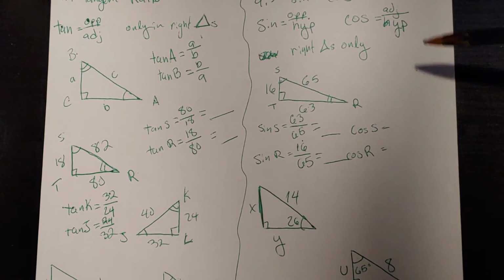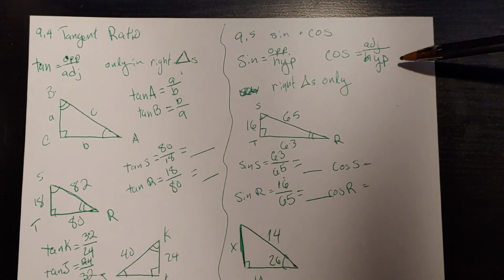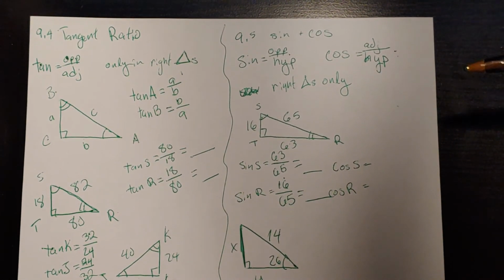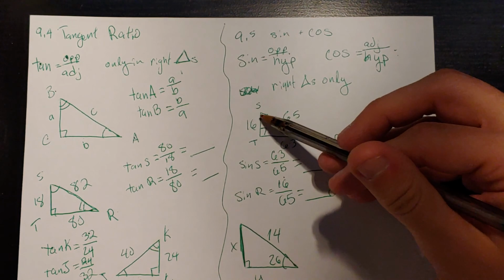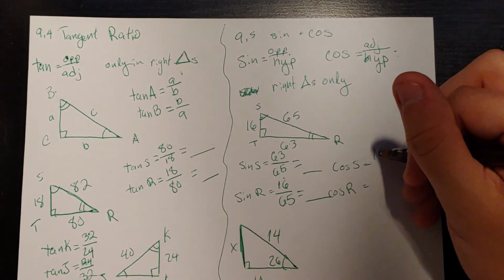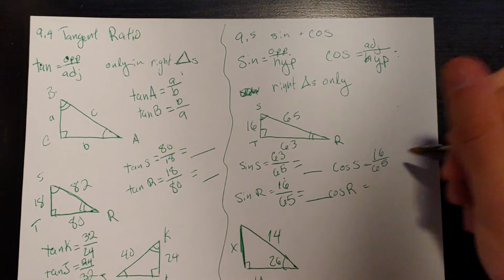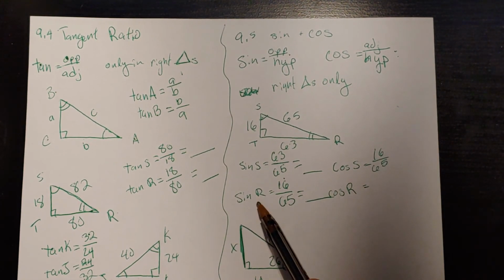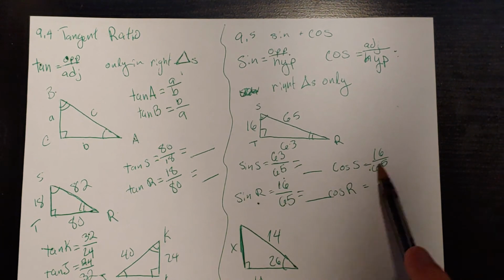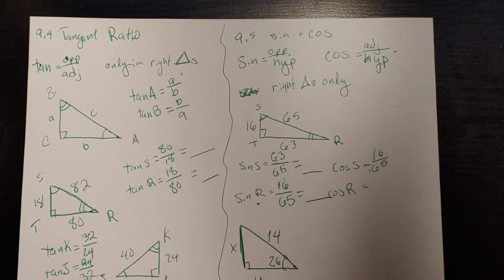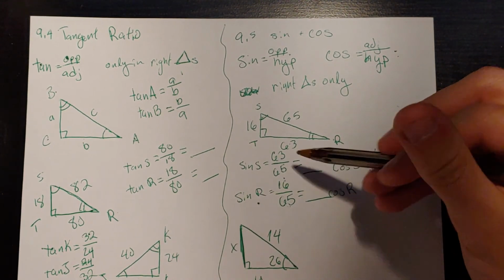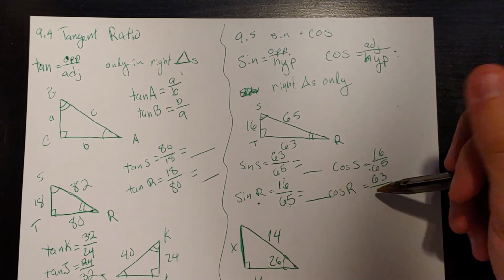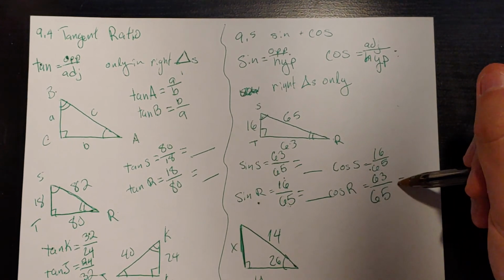Cosine is the adjacent side over the hypotenuse. So if we look at cosine of S, the adjacent to S is 16, and the hypotenuse is still 65. If you notice, sine of R and cosine of S are the same thing. If you pick up on the pattern, sine of S should equal the cosine of R. The adjacent to R is 63, which is the same as the opposite of S, and our hypotenuse is still 65.